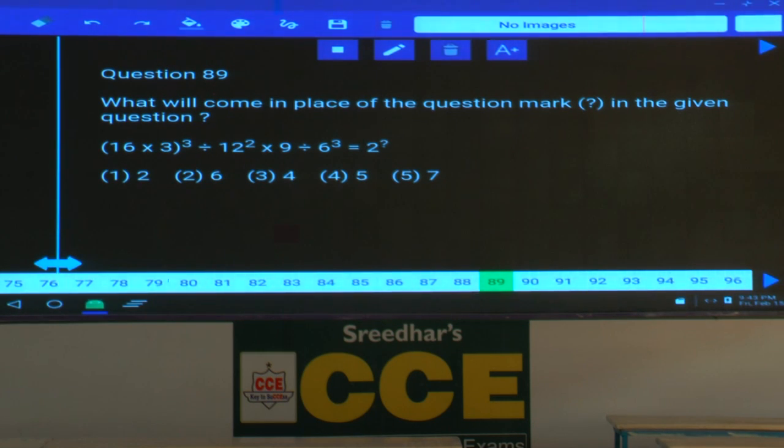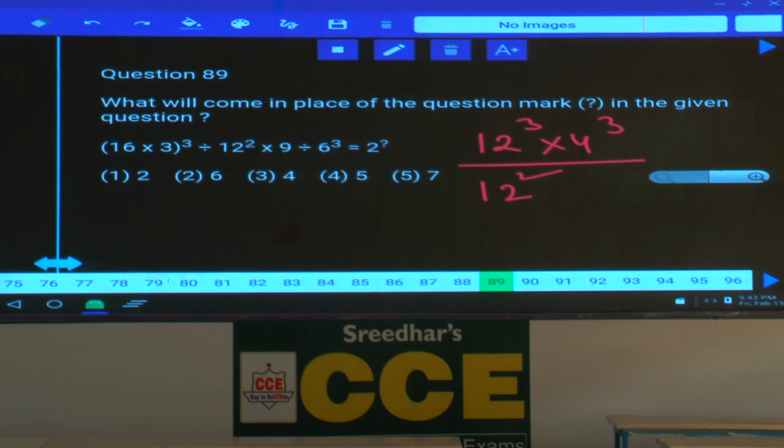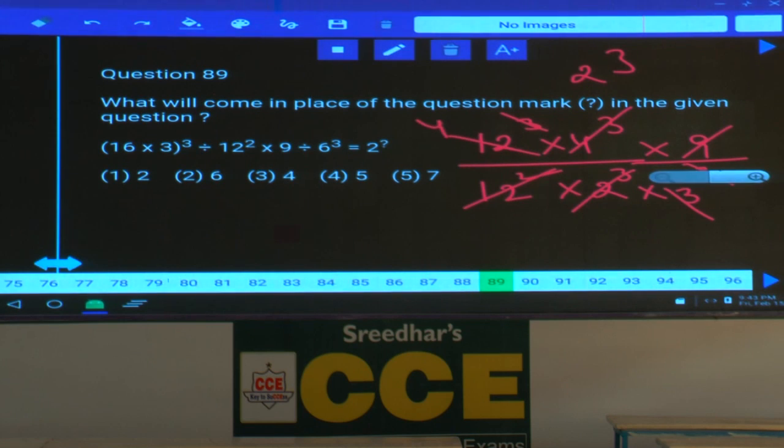That 16 threes. 48 can be written as 12 into 4. 48 cube also can be written as 12 cube into 4 cube by 12 square into 9 by 6 cube. 6 cube can be written as 2 cube into 3 cube. Correct na? 12 square, 12 cube cancel and you will have 12 there. 4 cube by 2 cube, in the sense you will have 2 cube here. 9 is 3 square. 3 square by 3 cube cancel and you will have 3 there. 3 how many times? 4 times, which is 2 square. 2 square into 2 cube, 2 power 5.